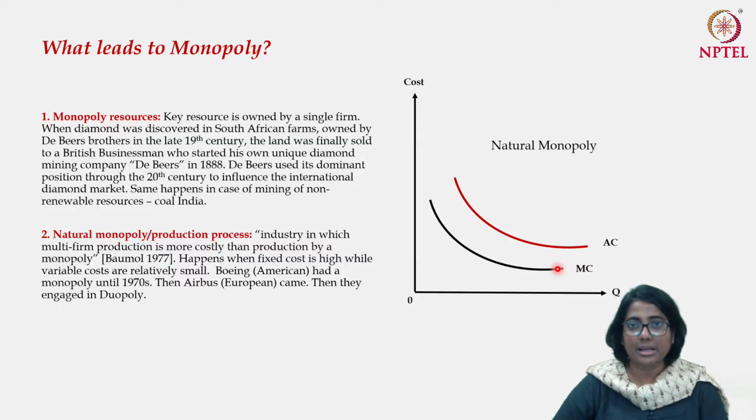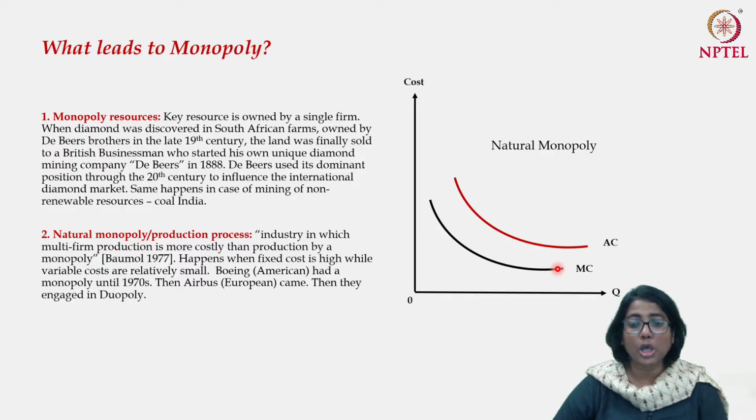Now there are multiple examples of natural monopoly. One close example is that in the US, till 1970, there was only one company that produced aircraft. That was Boeing. So Boeing had the monopoly in the production of aircraft until the 1970s.